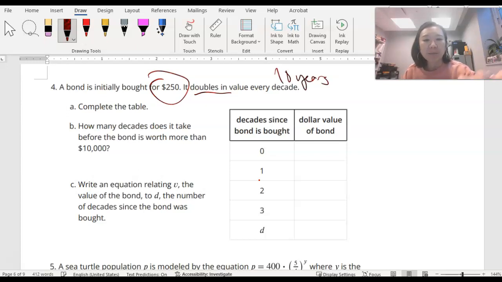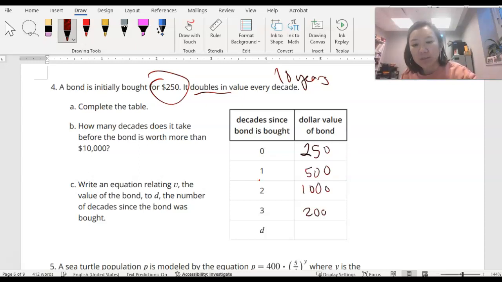It says complete the table. So if it starts at 250 and then it doubles, it'll be 500, then 1,000, then 2,000, then 4,000, right? Times 2 each time. Oh, I'm sorry, actually this last one is not times, it is D. So this would be 250 times 2 to the power of D.